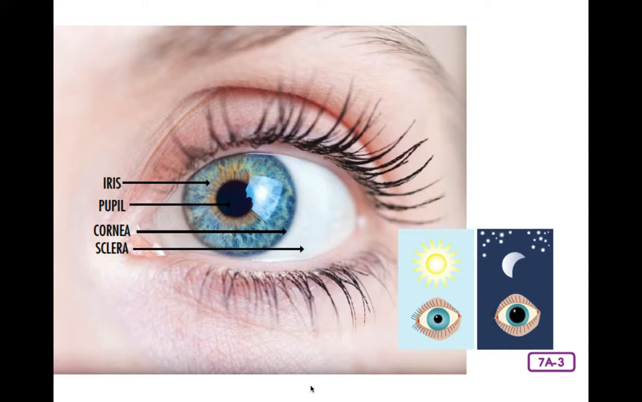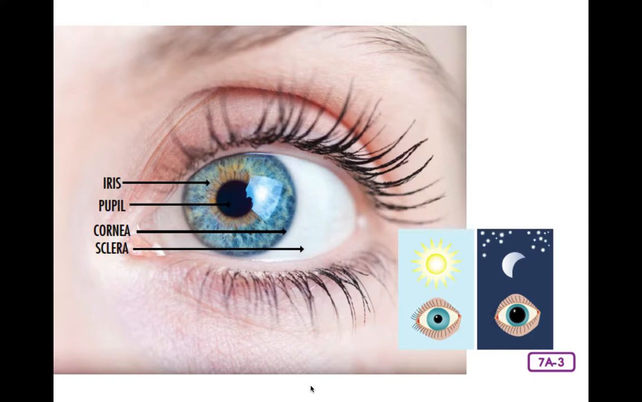The thin, tough, transparent tissue that covers the colored part of the eye is called the cornea, and it allows light to pass through. Together, the sclera and the cornea protect the eye from germs, dangerous particles, and damaging light rays. The colored part of the eye, the disc, located just behind the transparent cornea, is called the iris.